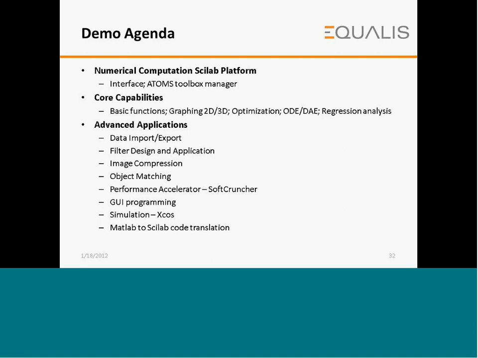Here's the agenda. We will start with the numerical computation Scilab platform, which includes interface, Atoms, Toolbox Manager. Then we will see the core capabilities, which include basic functions, graphing, 2-dimensional or 3-dimensional, optimization, ODE, DAE, regression analysis. Finally, we will look at the advanced applications, which include data import, export, filter design and application, image compression, object matching, performance accelerator, GUI programming, simulation, and MATLAB to Scilab code translation.